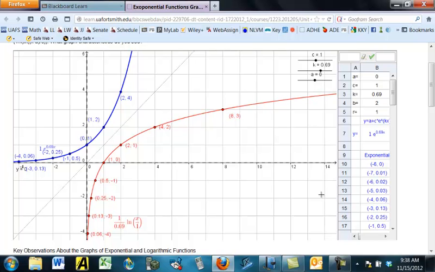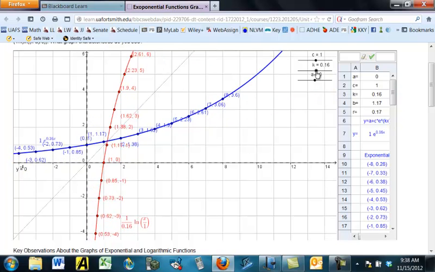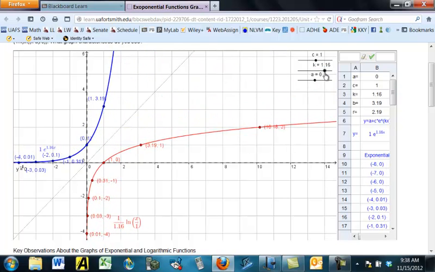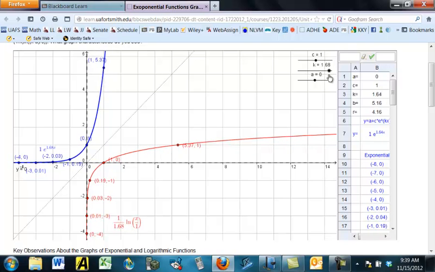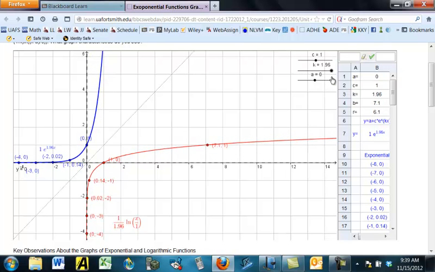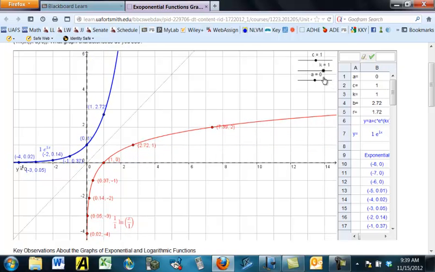Now we're going to experiment with this and see what happens as we change some things. First I'm going to leave c and a alone and just change k. Notice what happens here. The bigger k is, the longer and tighter it holds the axis there, and then the faster it grows for the exponential, and the slower it grows for the logarithmic.